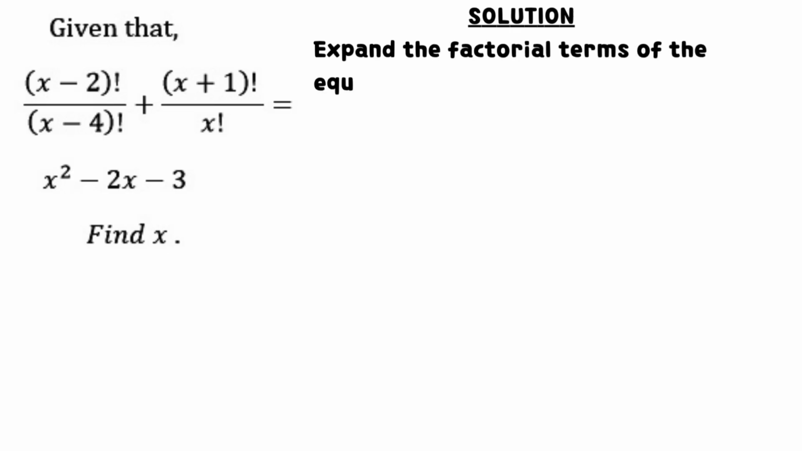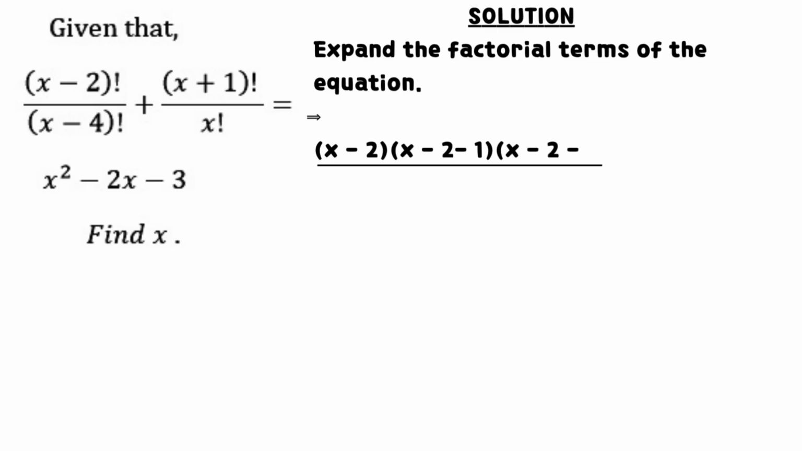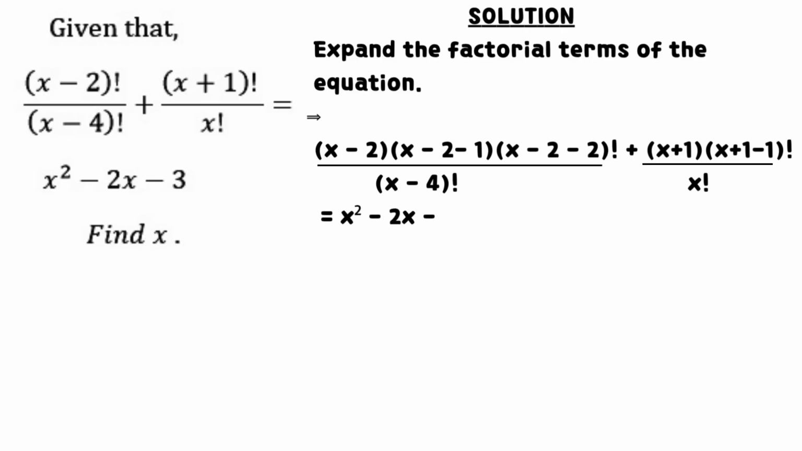Solution. Expand the factorial terms of the equation. This implies that the sum of (x minus 2) times (x minus 2 minus 1) multiplied by (x minus 2 minus 2) factorial, all divided by (x minus 4) factorial, and (x plus 1) multiplied by (x plus 1 minus 1) factorial, all divided by x factorial, equals x squared minus 2x minus 3.